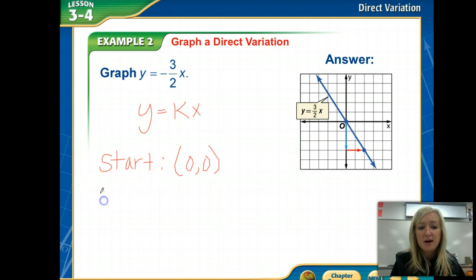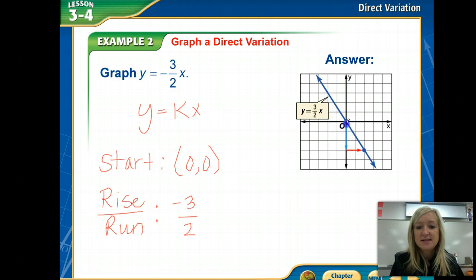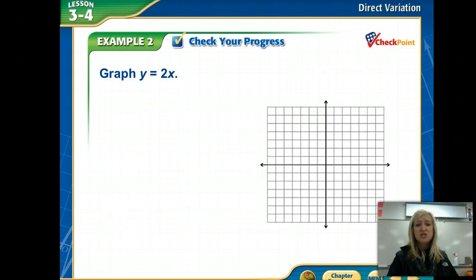And then from there, you are going to follow the rules of rise over run. In this case, it's negative 3 over 2. So I'm going to start at 0, 0, and notice how they went down 1, 2, 3, and over 2. And that is your second point. Once our 2 points are made, we can draw our line, and we have started to graph direct variation of y equals negative 3 over 2x. So checkpoint. Pause the video. We'll come back together and see if you can graph y equals 2x.